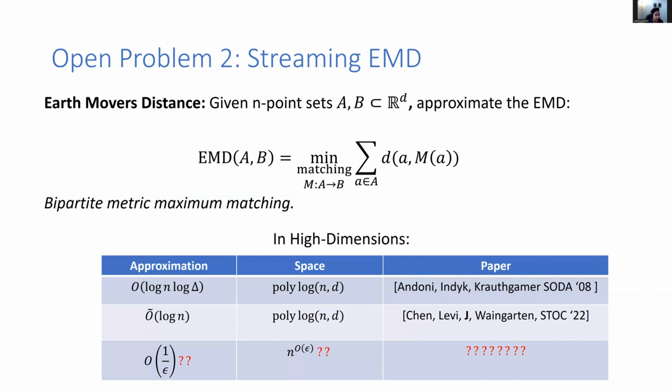But an open question is, can we get bounds comparable to the bounds obtained in this work, but for Earth mover distance? In other words, can we get something that's like a 1/epsilon approximation, or even a 1/epsilon squared approximation, using space roughly n to the epsilon for the Earth mover distance problem? Basically getting matching bounds for this problem. That would be very nice.